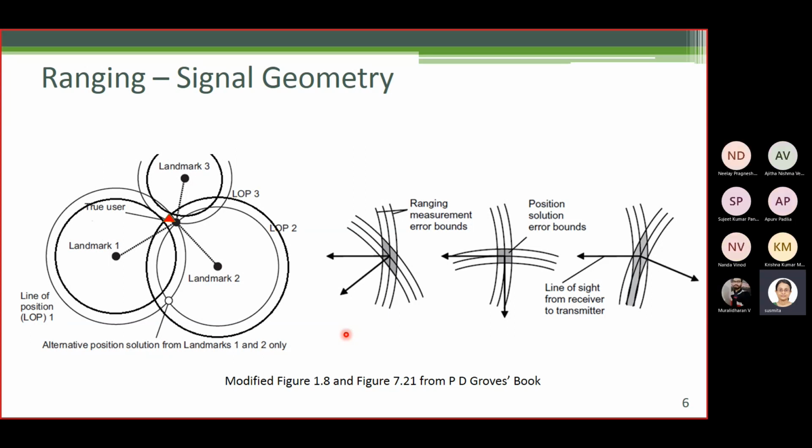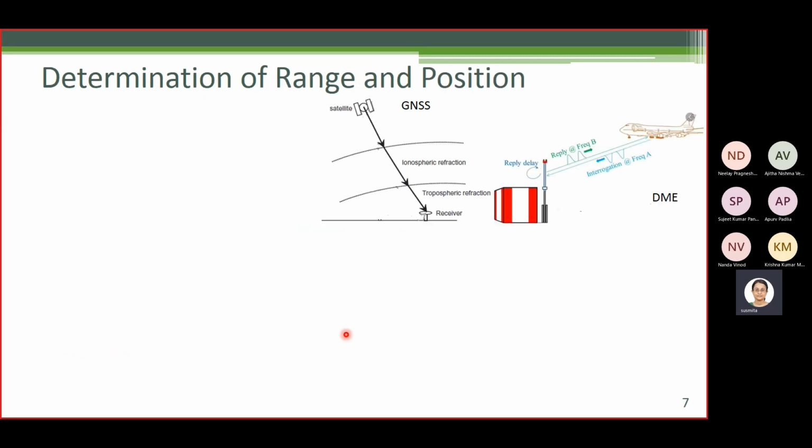Okay. So in case of ranging, we want as many transmitters as possible. We want good quality measurements. We also want transmitters such that they are well distributed around the user to improve signal geometry. Okay. Any question? Okay. Next, let's see how the range can be determined.